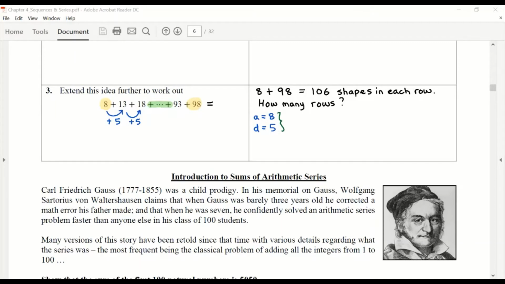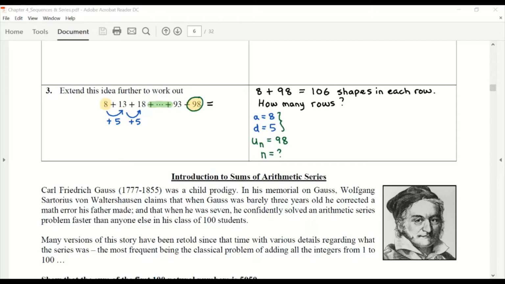Well, let's have a look at the last term. If 98 is a term in my sequence and it's the last term, we can use that to our advantage. So we could say, u_n, I don't know which term it is, but I know it's equal to 98. So what's the value of n that will give us, i.e. which term in the sequence is it? What position is it in?